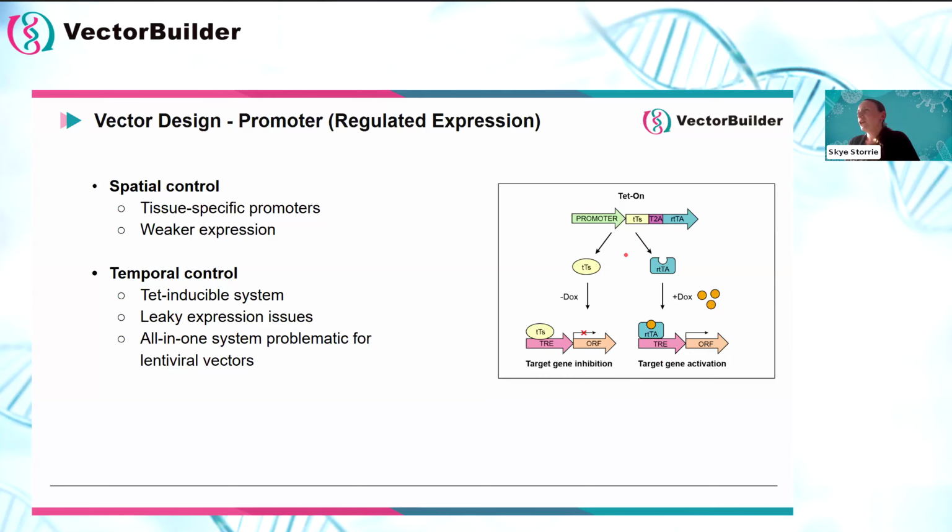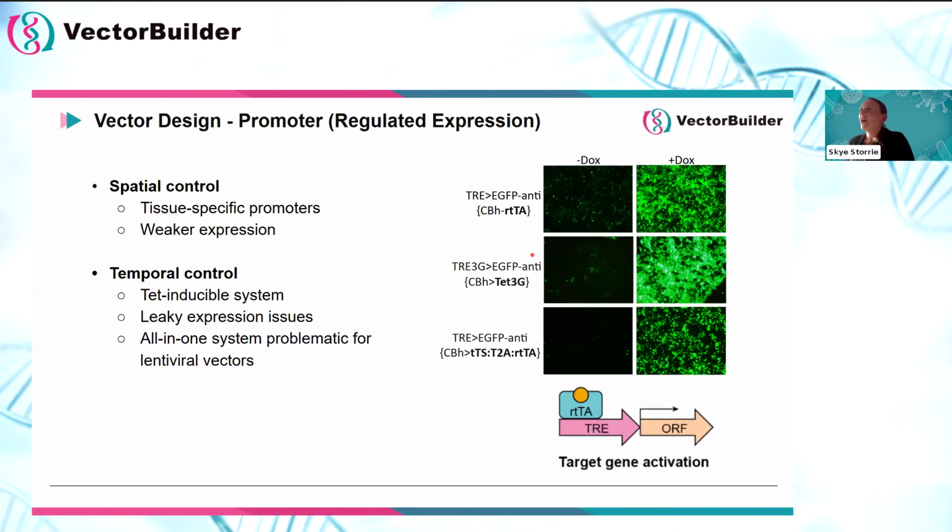To overcome this, you can also encode a transcriptional silencer, which will actively inhibit ORF expression in the absence of doxycycline. If we take a look at some of our data where we're just using our transcriptional activators, the top two, you can see that we do get a reasonable level of leaky expression. But when we include both our transcriptional activator and our transcriptional repressor, we practically abolish leaky expression.